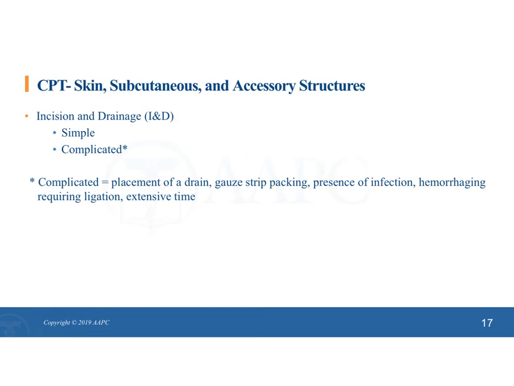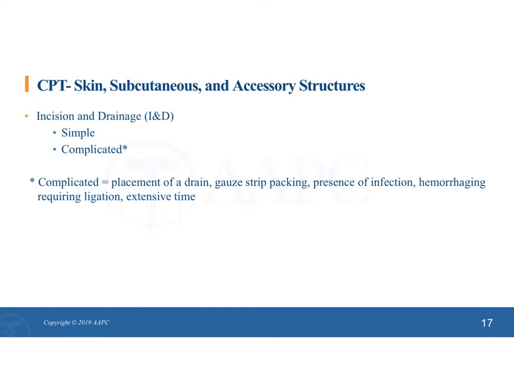Okay, moving on to the CPT section for integumentary. We begin with the subheading skin, subcutaneous, and accessory structures. The first category that we will discuss in this presentation is incision and drainage, followed by debridement, paring or cutting, biopsy, removal of skin tags, shaving of epidermal or dermal lesions, and excision of lesions, benign and malignant.